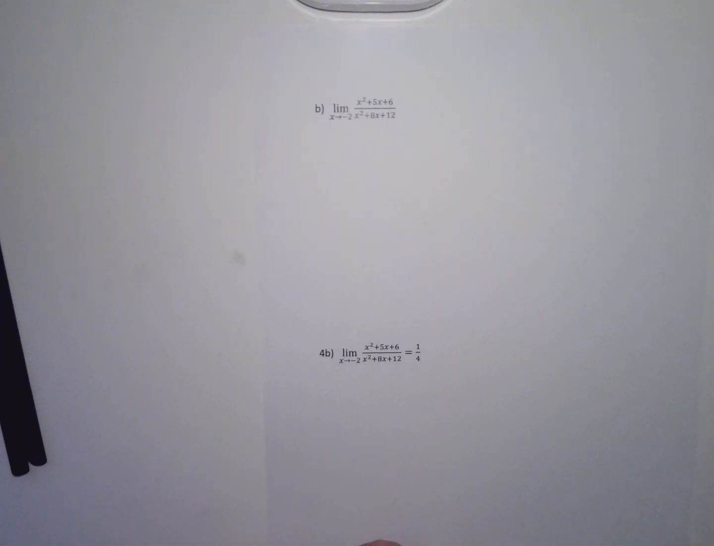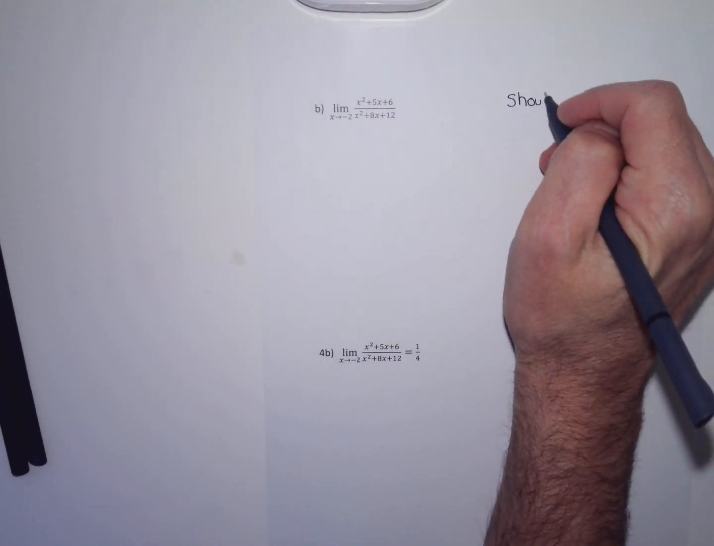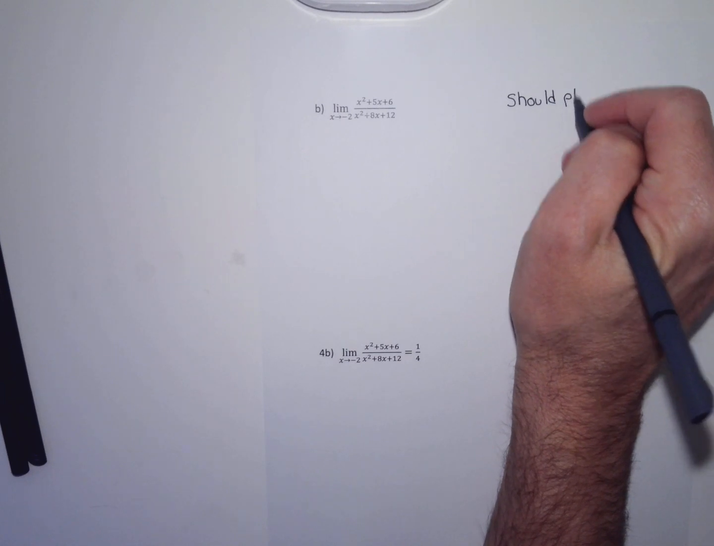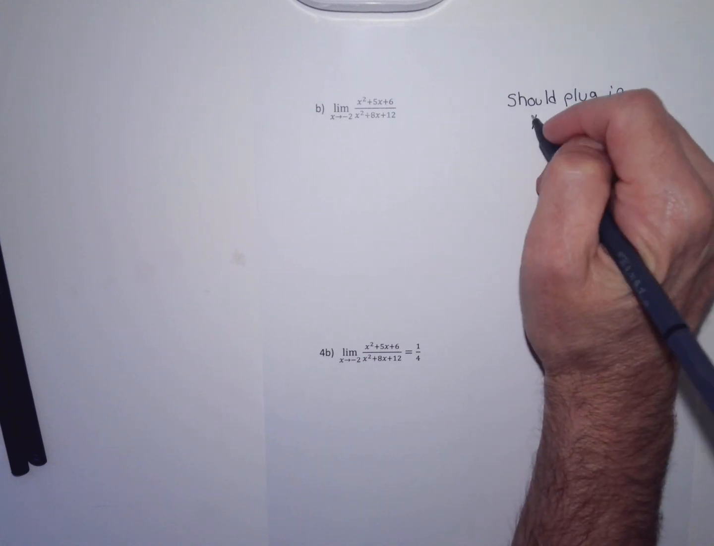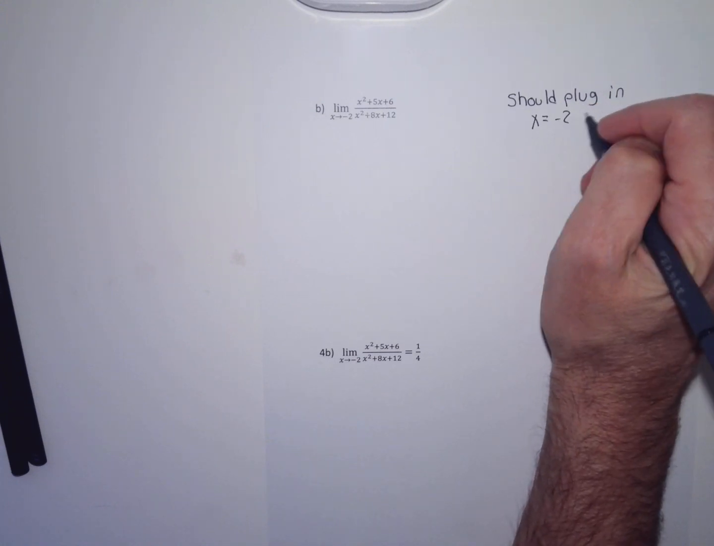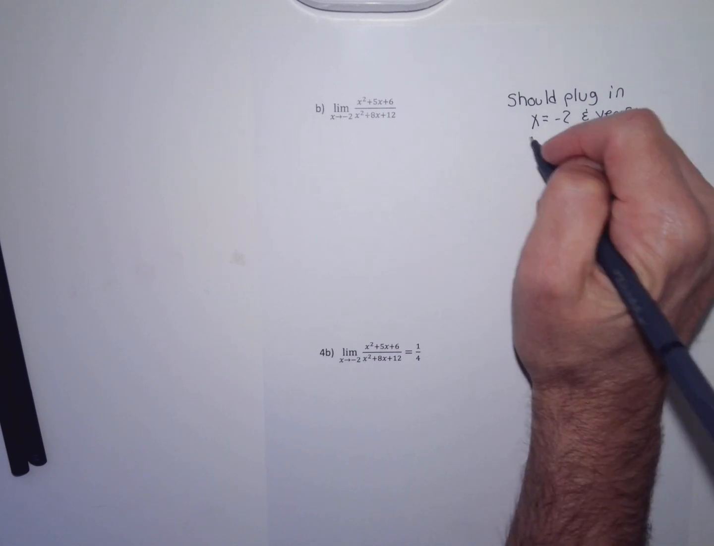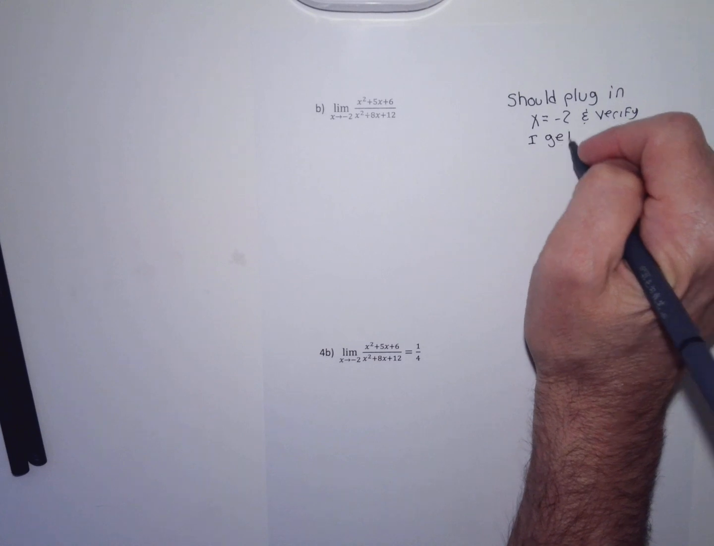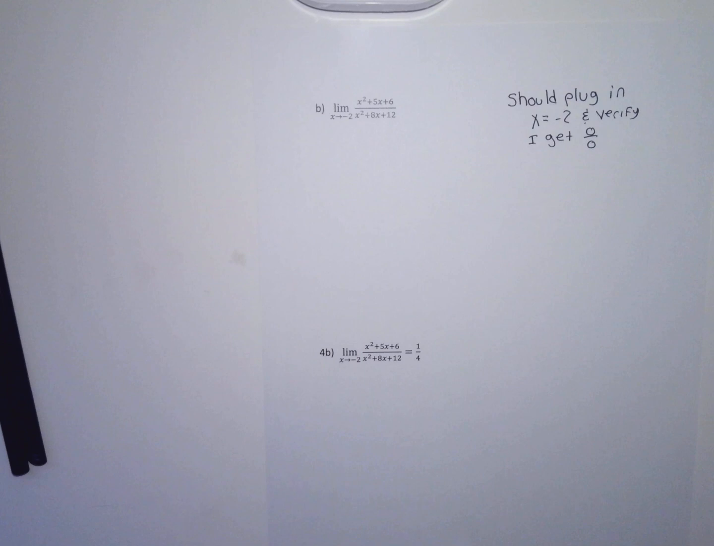The next two problems are the limits of fractions not at infinity. I'm going to get 0 over 0 if I plug the numbers in. I should plug the number in and verify. In this case, I should plug in x equal to negative 2 when I'm going to find this limit and verify. I get 0 over 0, but I know that's going to happen on my test. And when you get 0 over 0, there's algebra that we need to do for the limit.